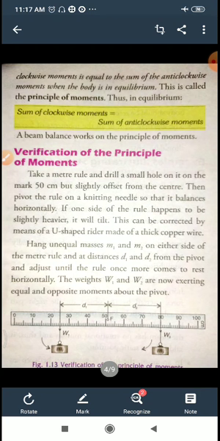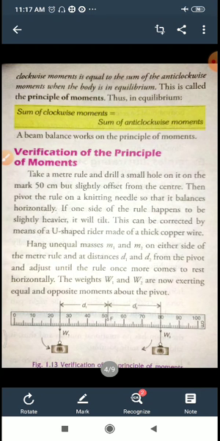I said that the verification of the principle of moments we will do practically when you come to school, but theoretically also you must be clear about it. So let's start. I am going to explain how to perform that experiment. Verification of the principle of moments.